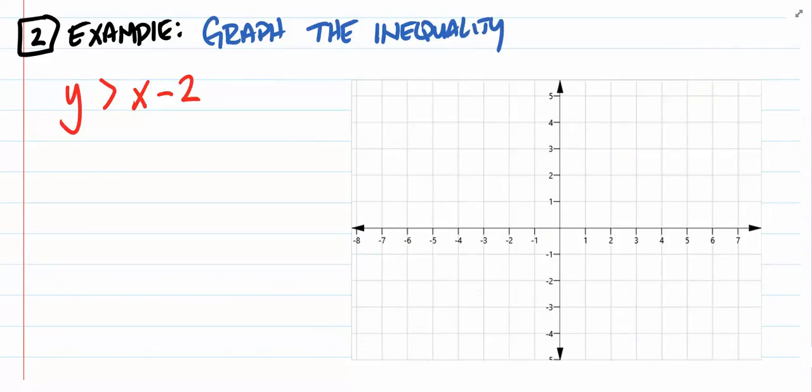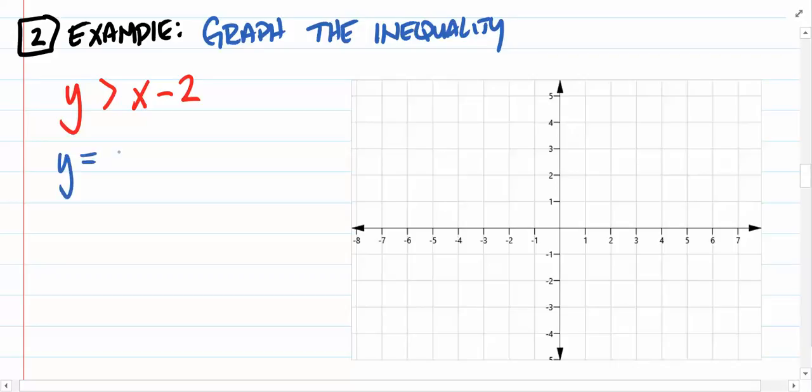Box number 2 is an example. Let's graph the linear inequality together. It says y is greater than x minus 2. So what you want to do first is just consider that this will be the graph y equals x minus 2. So you have to ask yourself, how would you simply graph that one? Well, the y-intercept is negative 2, so I'd go down to negative 2, and the slope is 1.